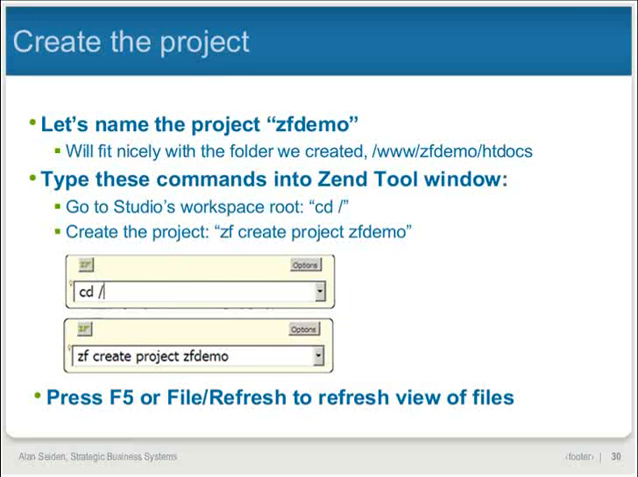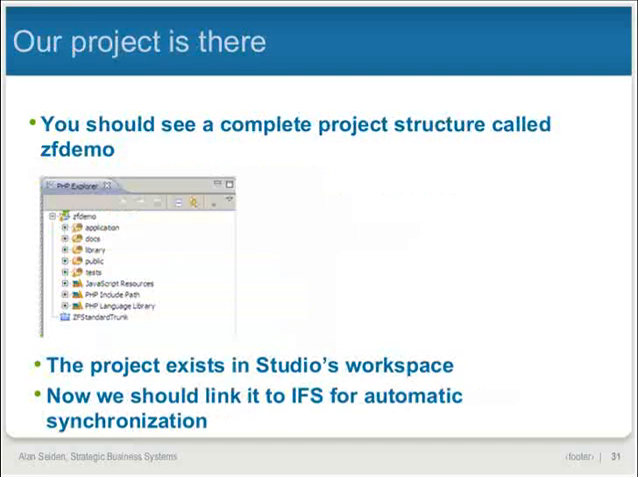And so now, create the project. Let's call it ZF Demo because we created a folder structure like that. You have your Zend tool window open. First, you go to the root of the Studio workspace, and you type this command, zf create project ZF Demo. And that's it. That's it. And then just refresh your view with F5 or File menu refresh. And there you go. Your project structure is there.